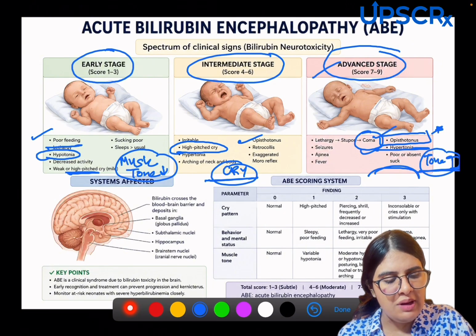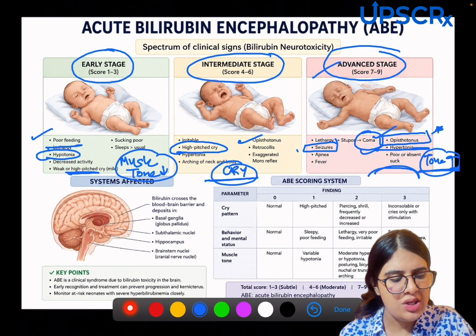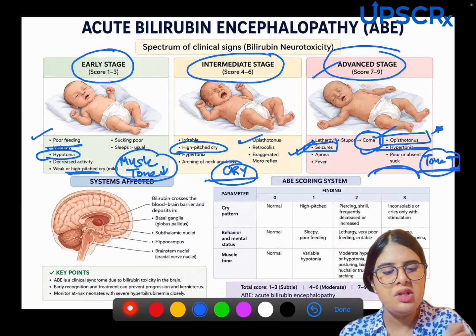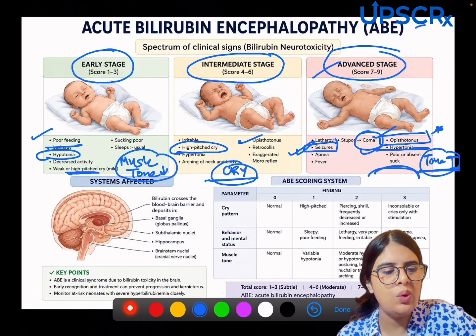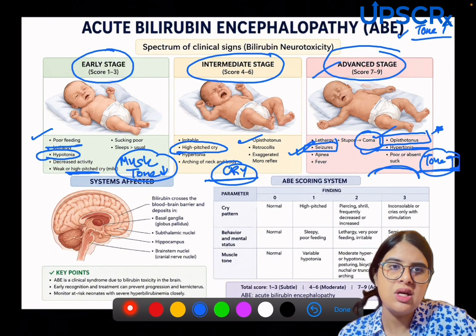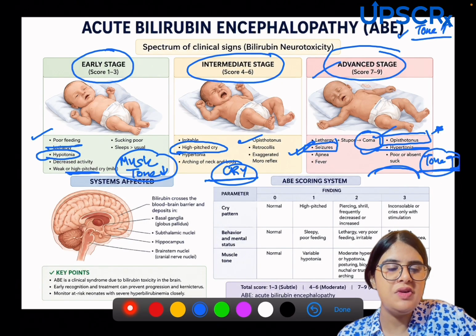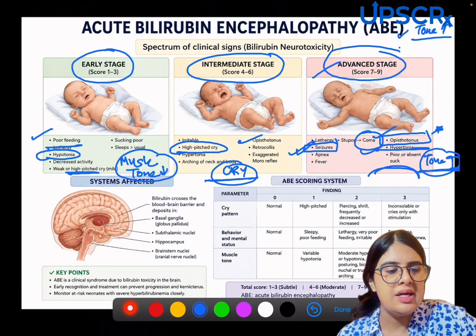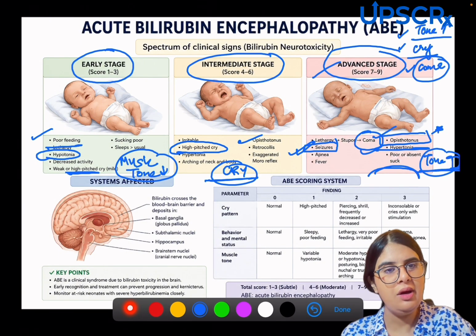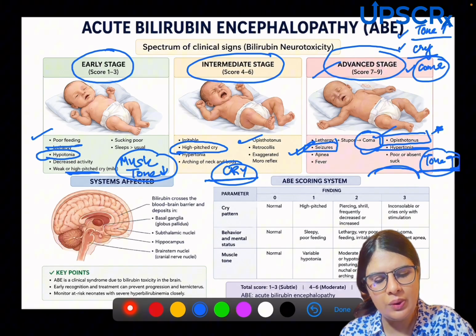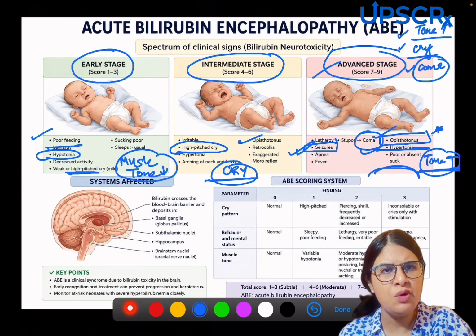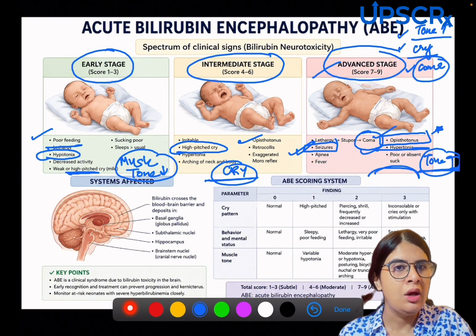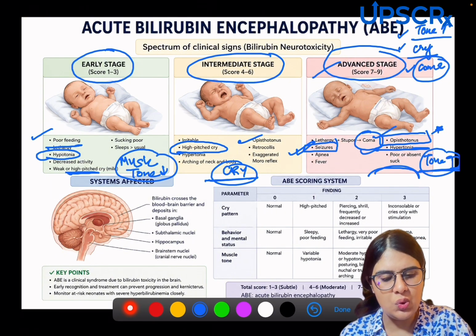The baby can be having seizures. Here also, in the advanced stage. So if I talk about the features, if you don't have to write in stages and you have to write overall, then you should write tone is increased. You can write initially it is decreased, but usually the classical feature is that the tone is increased. There is opisthotonus, there is inconsolable cry. In later stages there can be coma. So you have to talk about the tone, the cry, and how the baby is overall, whether the baby is lethargic, whether the baby is irritable, whether the baby is completely comatose.